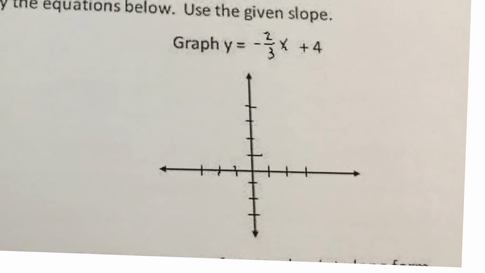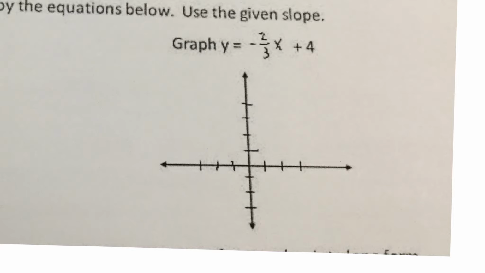Okay, next one, y equals negative 2/3 x plus 4. Again, we're already in slope-intercept form, so that is good. So now I'm going to use my y-intercept to find a point. So on my y-axis, I will go to 4, and I will plot that point. Then using the slope, I will find the next point. So this time my slope is negative 2/3.